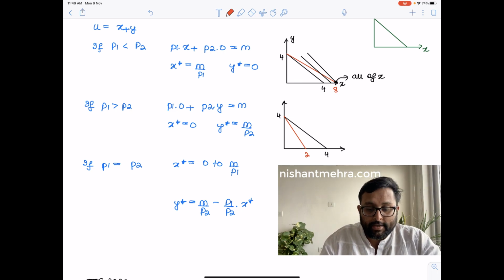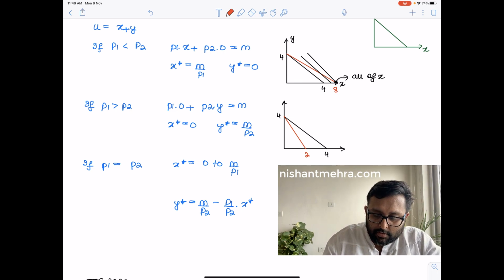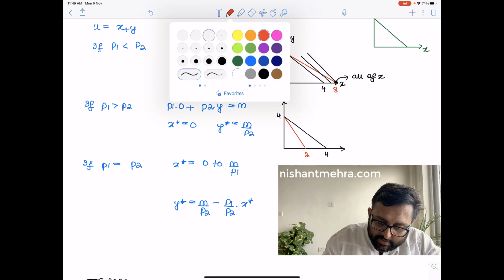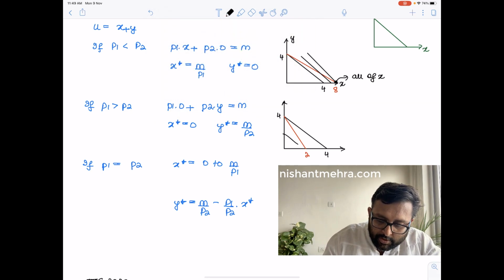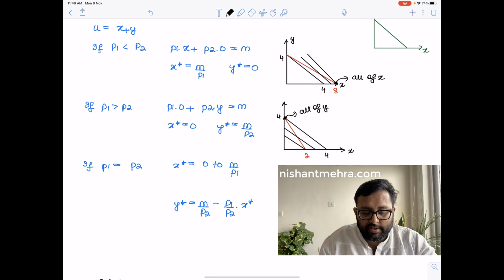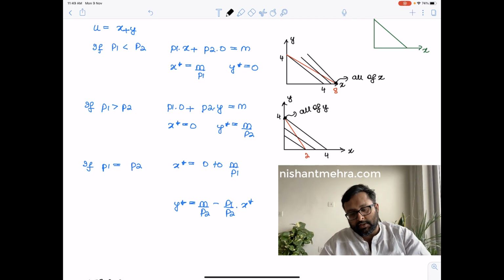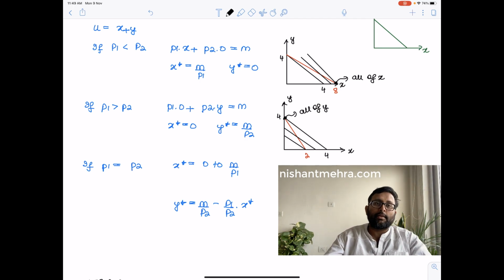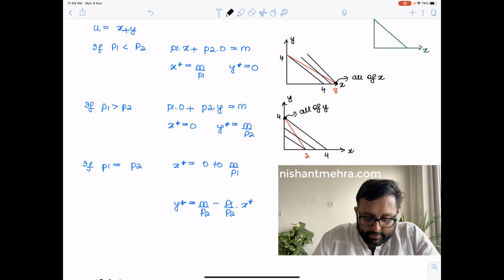You'll ask yourself, what is the highest indifference curve? Is this the highest indifference curve, beta? No, you can go further. Is this the highest one? No, you can go further. This one is the highest one. So this one is what? All of y. You've just done that. So P1 into 0 plus P2 into y equals to m. Y star is m by P2 and x star is 0.